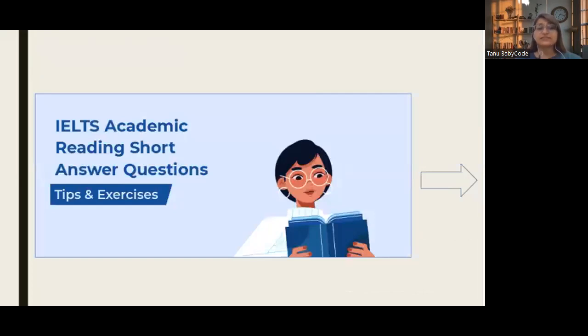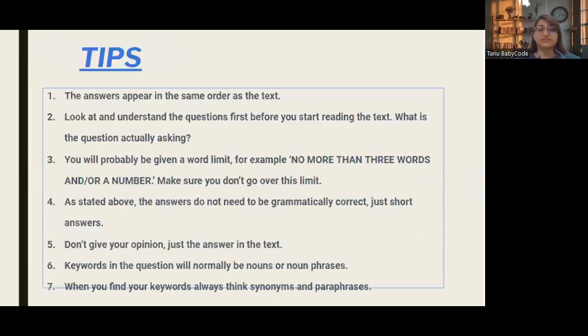Now let's look at some of the tips as well as the exercise. Tip number one is that answers appear in the same order as the text. Look at and understand your question first before you start reading the text. What is the question demanding from you? What is the question actually asking from you? What you need to find in your paragraph? If you read it first, you will be able to get your answer quickly.